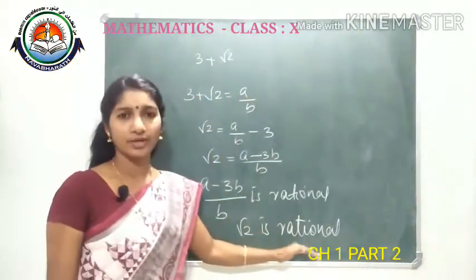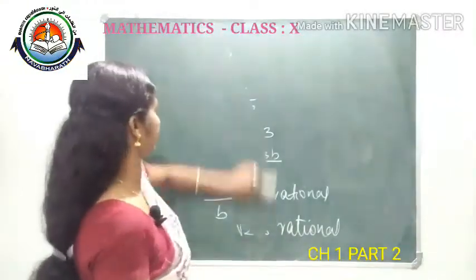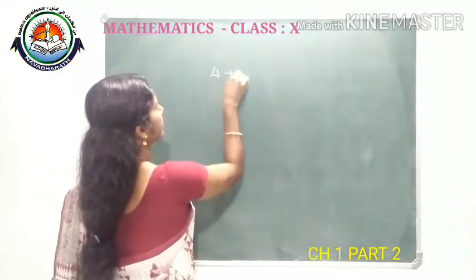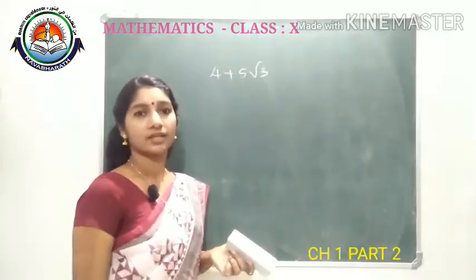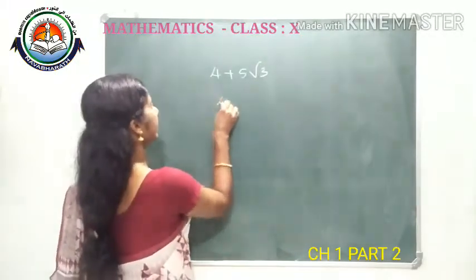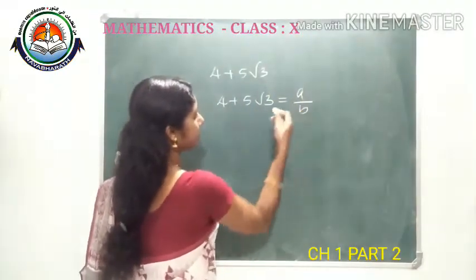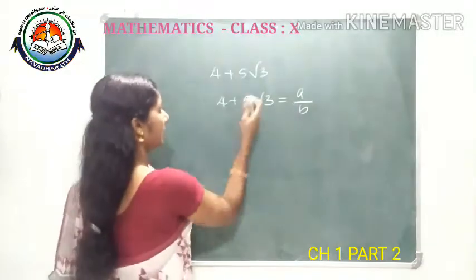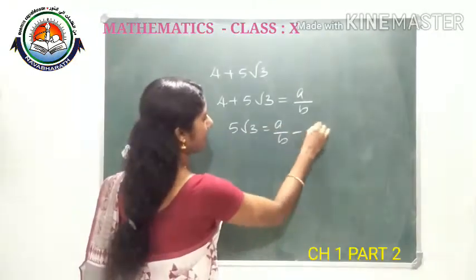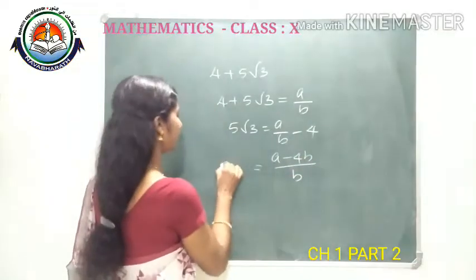Like this much proof only you need to give if it is asked for 3 marks. Clear? One more question. 4 plus 5 root 3 is an irrational number. We need to prove it's an irrational number. So what we will do? We will take 4 plus 5 root 3 as a rational number. So let us take it as some a by b where a and b are integers. And 4 you take to that side, it will come 5 root 3 is equal to a by b minus 4. Cross multiply, a minus 4b by b is equal to 5 root 3.